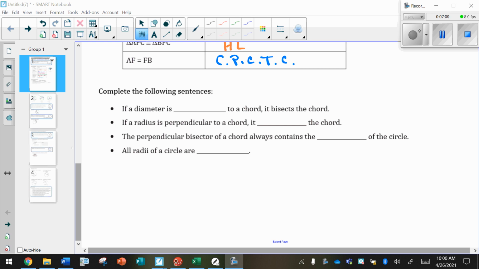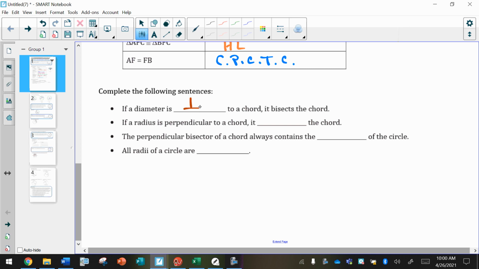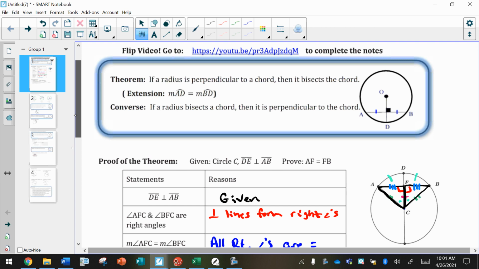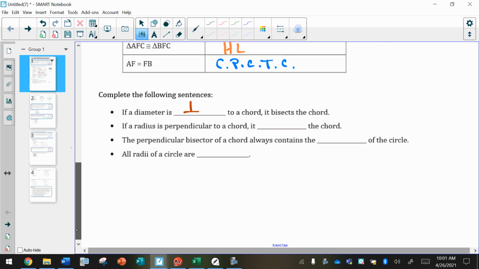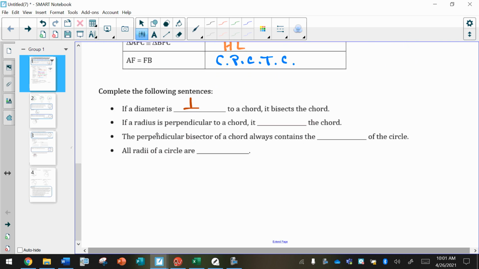If a diameter is perpendicular to a chord, then it bisects the chord. That's the extension that I was talking about up here, where this rule also works with the diameter. So if a diameter is perpendicular to a chord, it bisects the chord, just like the radius. If a radius is perpendicular to a chord, it bisects the chord.